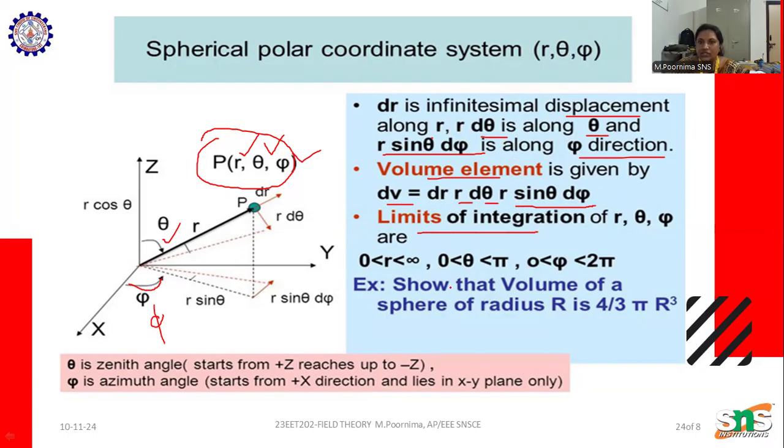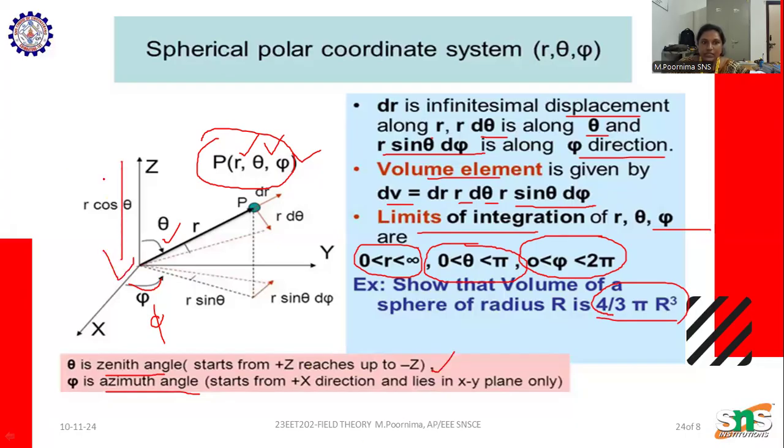The limits of integration are: r from 0 to infinity, theta from 0 to pi, and phi from 0 to 2 pi. This gives the volume of a sphere of radius r. Here theta is the zenith angle, which starts from plus z to minus z, and phi is the azimuth angle, which goes from the plus x axis along the xy plane.